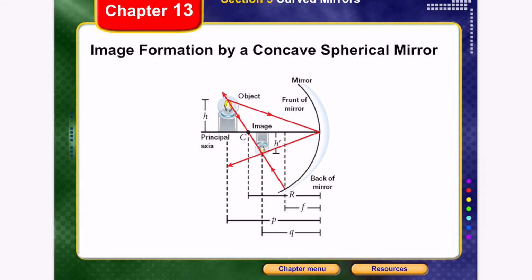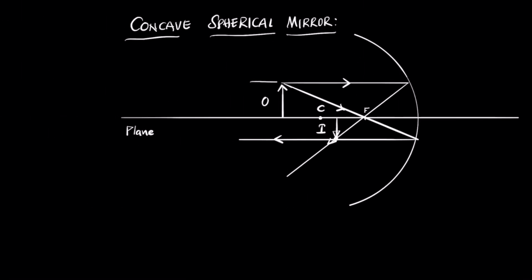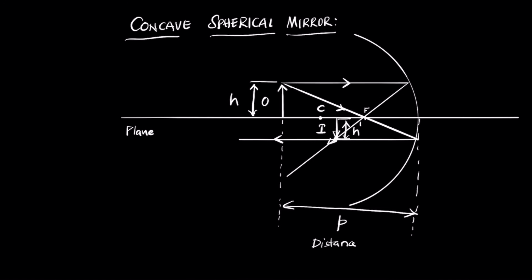Now let's look at each of these and try to understand how that works. The height of the object is denoted by H and the height of the image is denoted by H dash, so H with a line on it. It's called H prime or H dash, whichever you want to call it. The distance from the mirror to the object is called P. The other distance is Q, the distance between the image and the mirror.